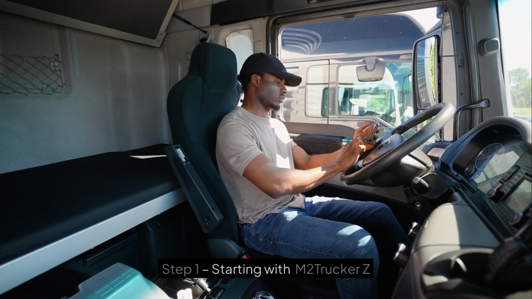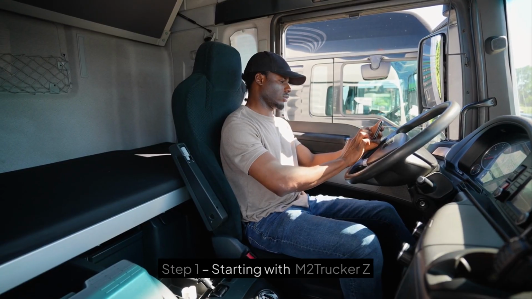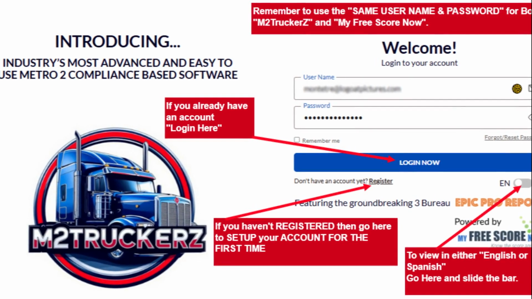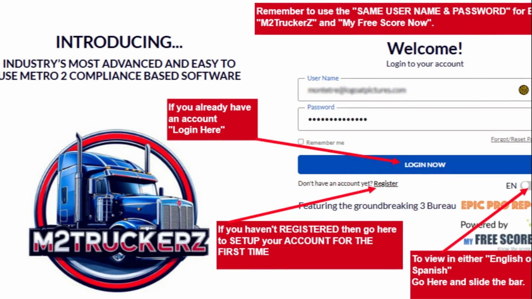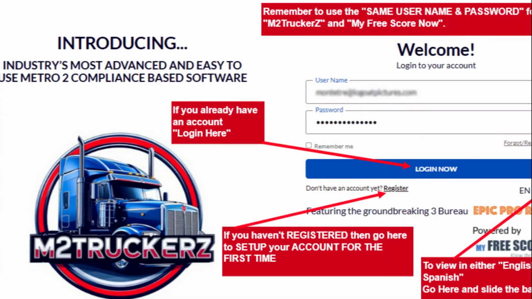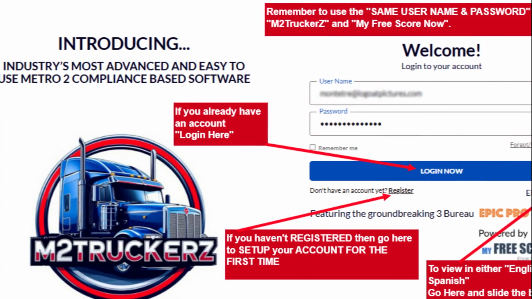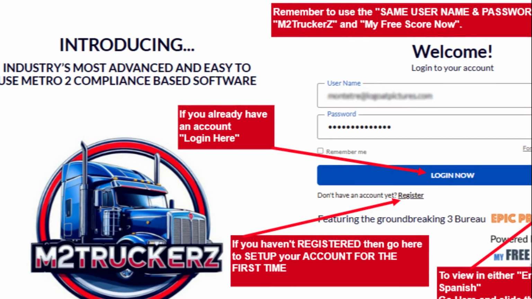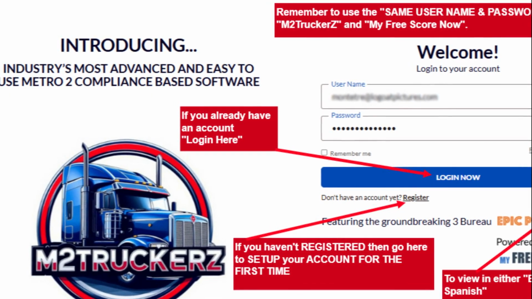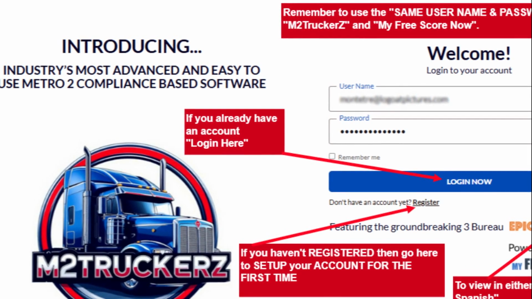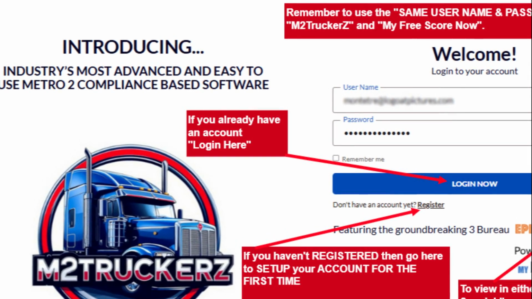Step 1. Starting with M2 Trucker Z. If you just created the account through M2 Trucker Z, you should already be recognized. You'll see a login box asking for email and password. Use the exact same credentials you created when you set up your account. You can also switch the language, EN/SP toggle. Choose English or Spanish as needed. Click the big blue Login button. If you are new, click Register.